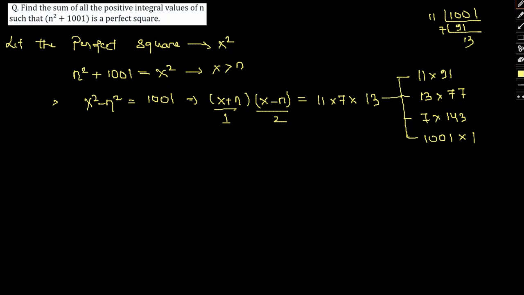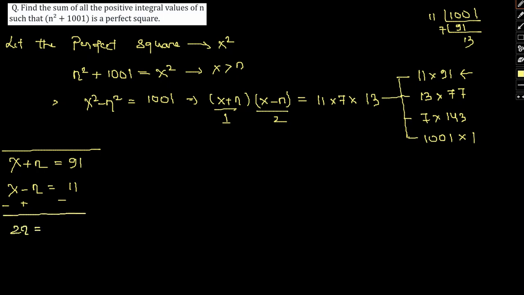Now since everything is in terms of x, I can write this. Let me take x plus n first case. Let me take this as 91, and x minus n as 11, because x plus n will be the greater number. Now we need the value of n, so let me just subtract the same. Twice n is equal to 80, or n is equal to 40. So this is my first value.